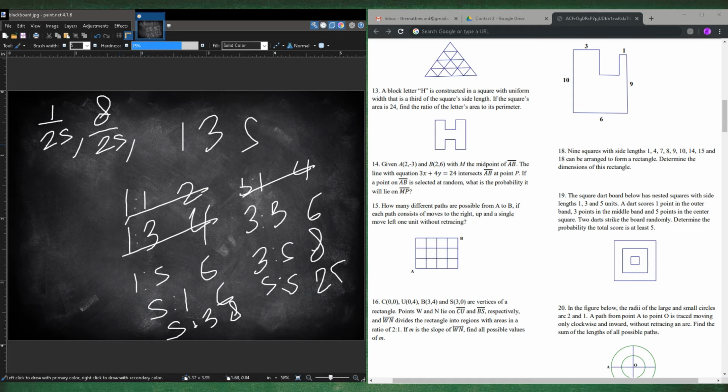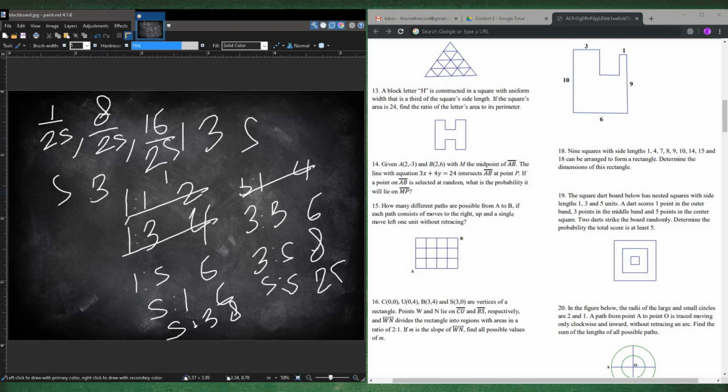And the outside is 5, which is just 25 out of 25, minus the 9, basically. So that gets a 16 out of 25. So those are the 3 areas: 1 out of 25, 8 out of 25, and 16 out of 25, which is the 1 point. This is the 1 point, this is the 3 point, and that's the 5 point.